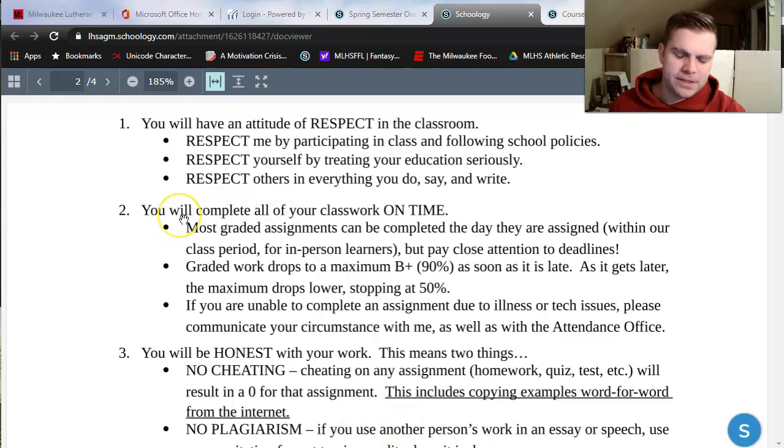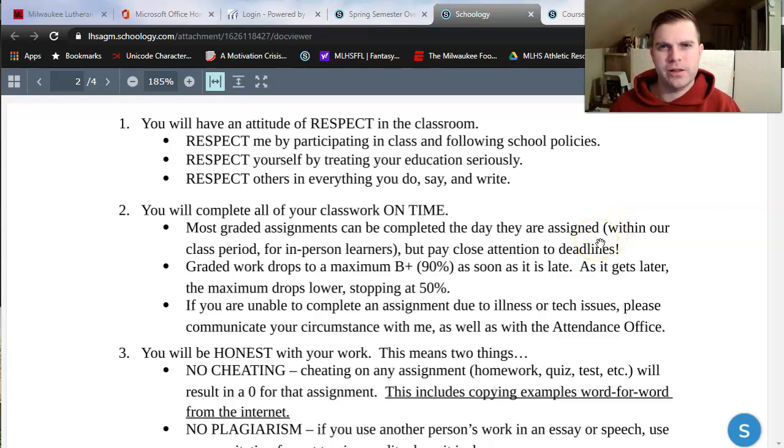Rule number 2, or expectation number 2, I should say. You will complete all of your classwork on time. This was tough as nails to do last semester because of all the restrictions we were under. One thing I would note is that most of our graded assignments can be completed the day they are assigned. So generally, I try to keep assignments pretty slim for us.